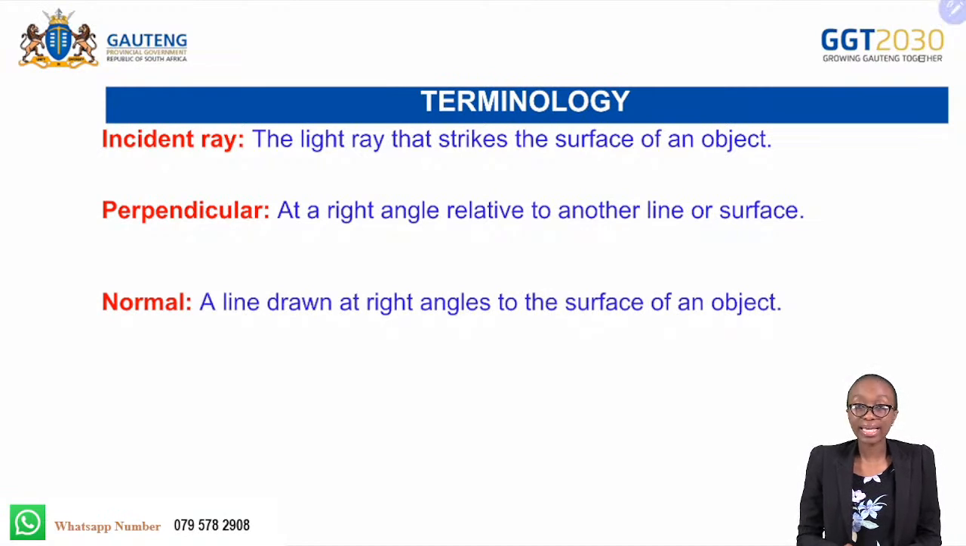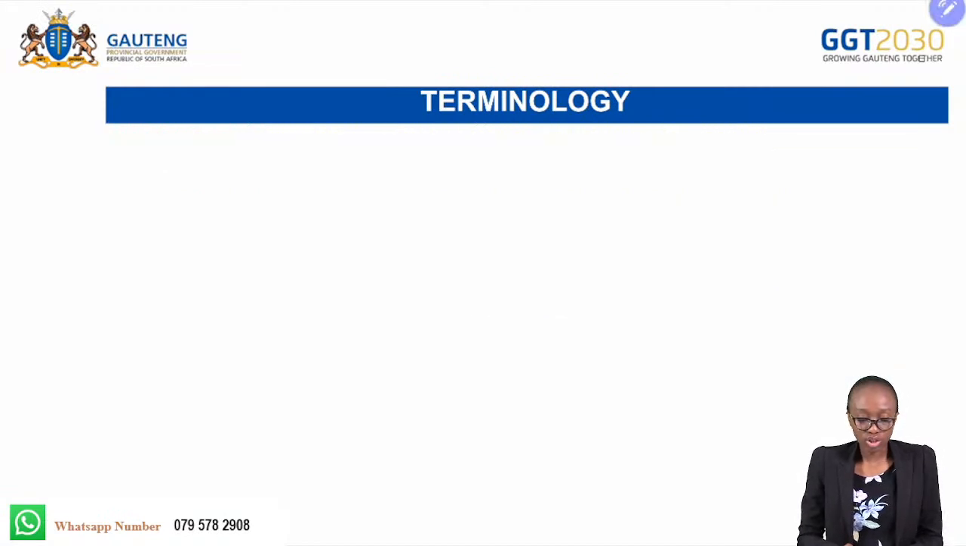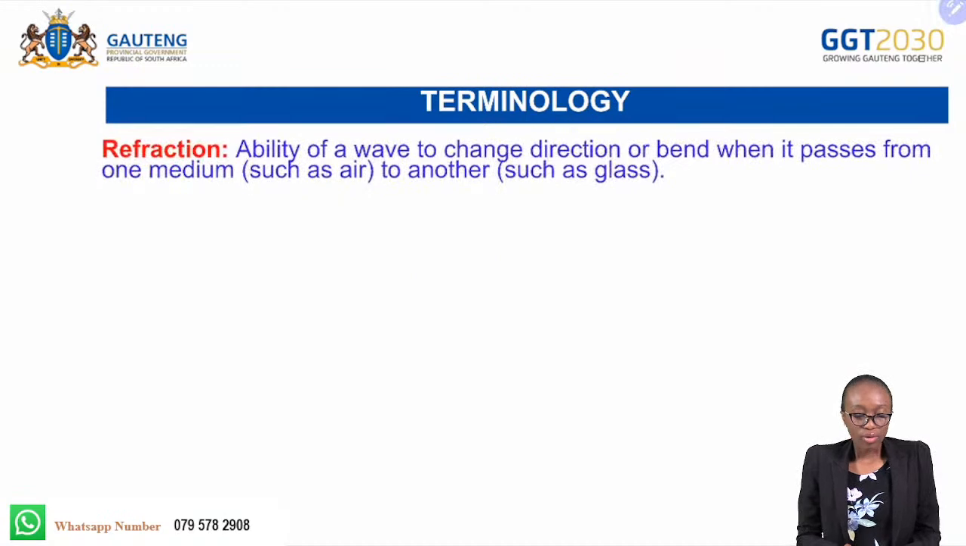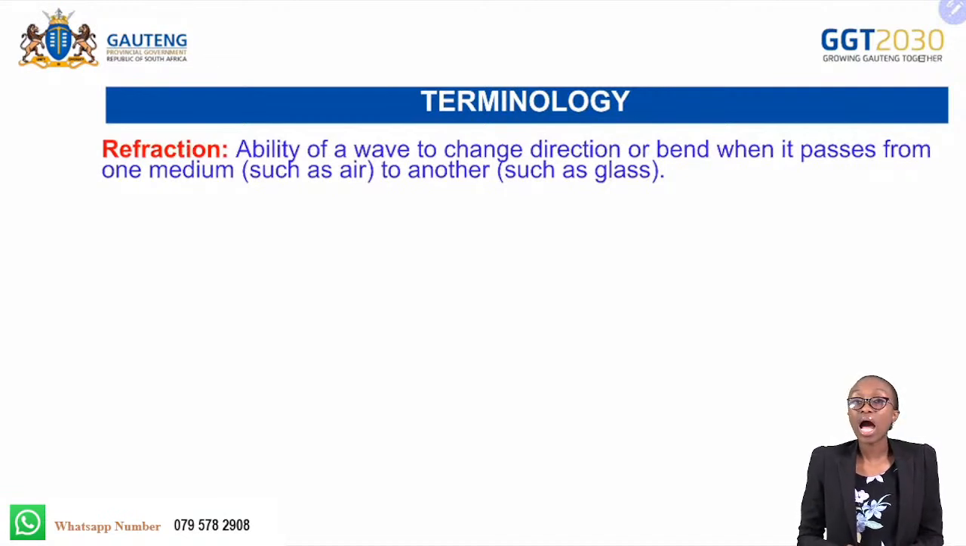Let's look at the second batch of terminology. Okay, so refraction. What is refraction? This is the ability of a wave to change direction or bend when it passes from one medium, for example, air, to another, such as glass. Remember when we're learning about how light is split, and how the colors of the white light are split.